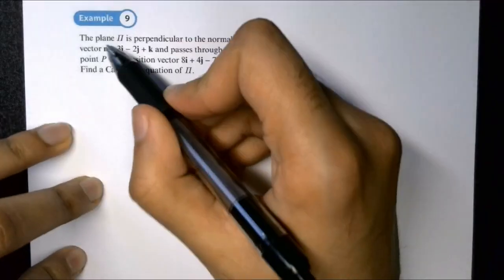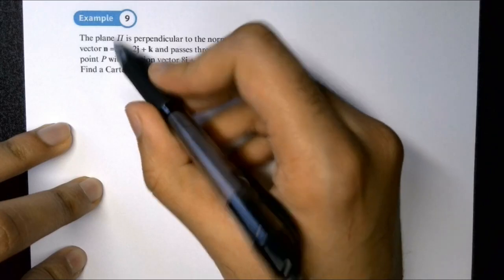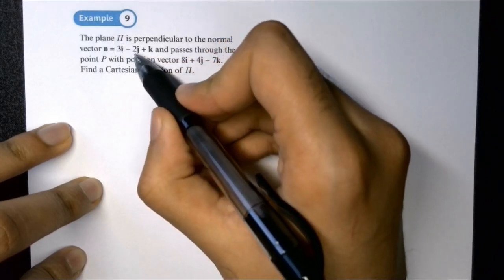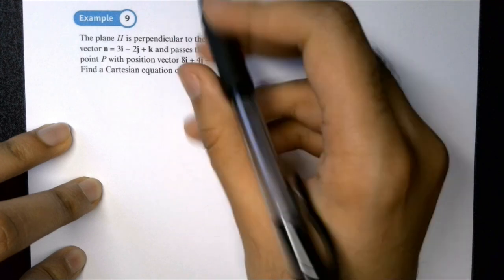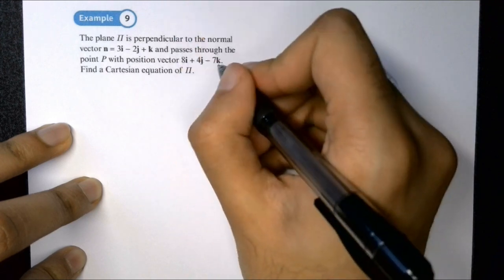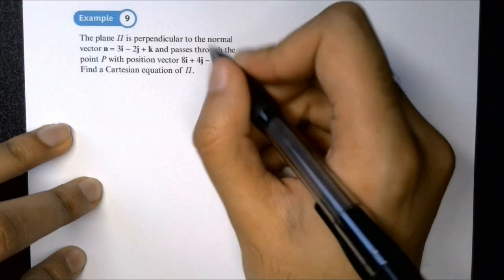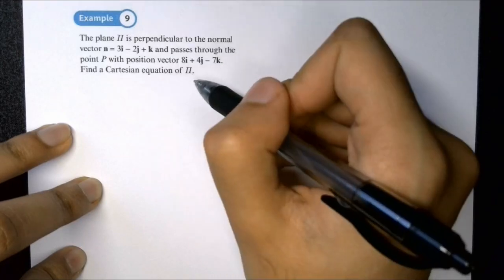Example number 9. The plane pi is perpendicular to the normal vector n equals 3i minus 2j plus k, and passes through the point P with position vector 8i plus 4j minus 7k. And we have to find the Cartesian equation of the plane.